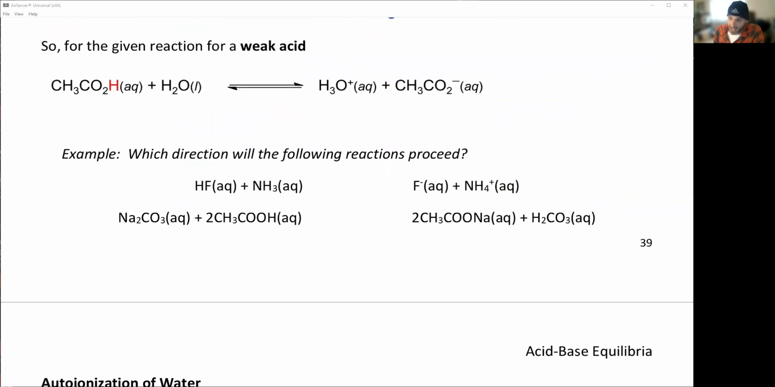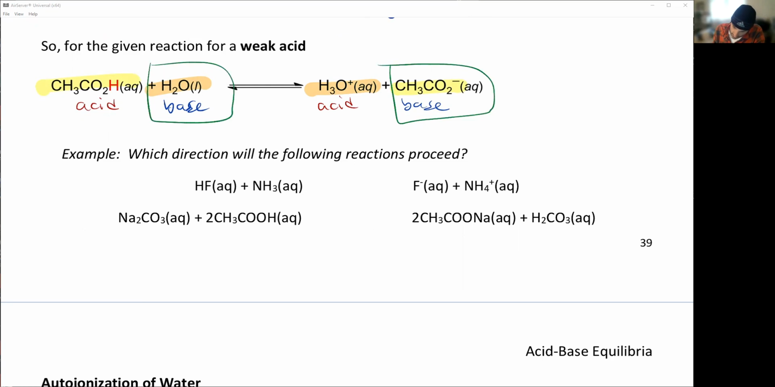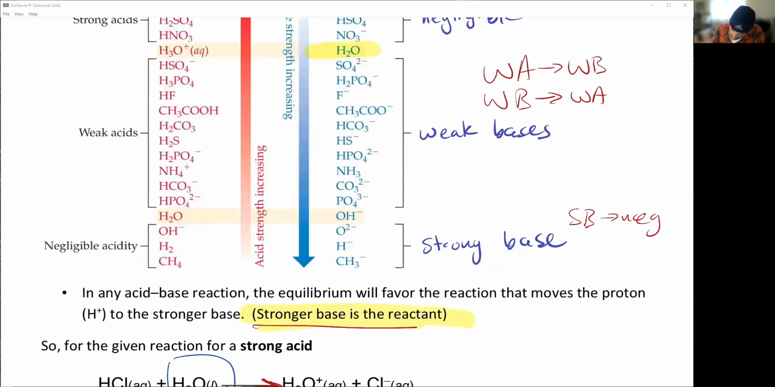But when we have a weak acid and base pair, so here I have this is my acid, meaning the H2O is my base. Now, because this reaction is going in two directions, here's my acid and this is my base. Again, we have this conjugate acid-base pair. But what we're going to focus on are the two bases, H2O and CH3COO minus.